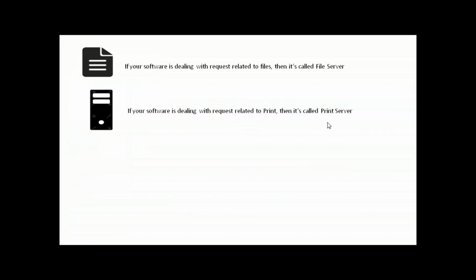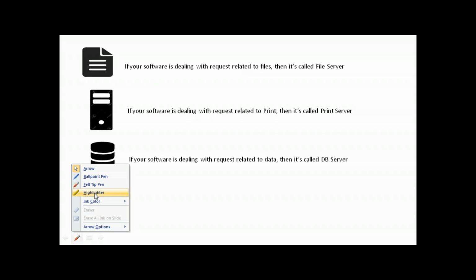It will say your file is printed so that you can go get it. So if the software is dealing only with this print request, then you call it a print server. Okay, this is the beautiful thing, guys: if your software is dealing only with requests related to data, then you call it a database server. Pay attention guys, if your software can understand only requests related to data, nothing else, then you call it a database server.